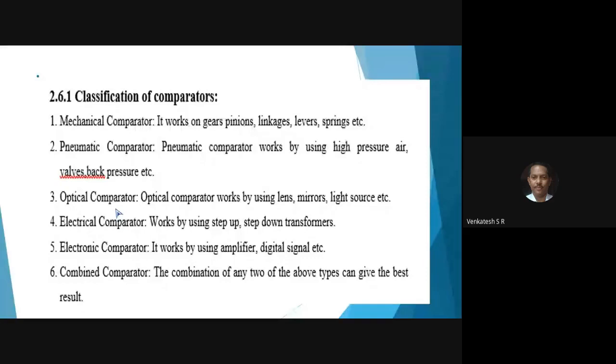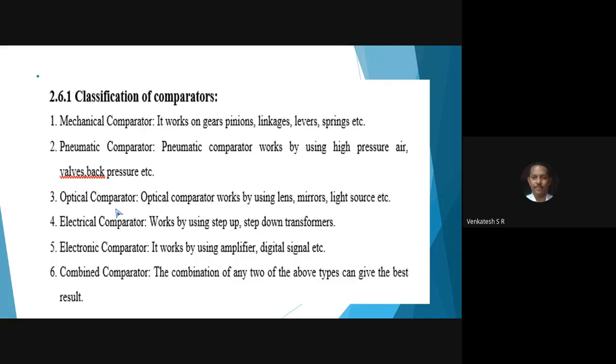Next, come to the point, electrical comparator. So here, the electrical comparator can be used. Here you have the capacitors and you have electrical circuit like that. And very good example for electrical comparator is LVDT, linear variable differential transformer. You have experiment in the metrology lab as well as in the theory. You have electrical comparator, LVDT, linear variable differential transformer.